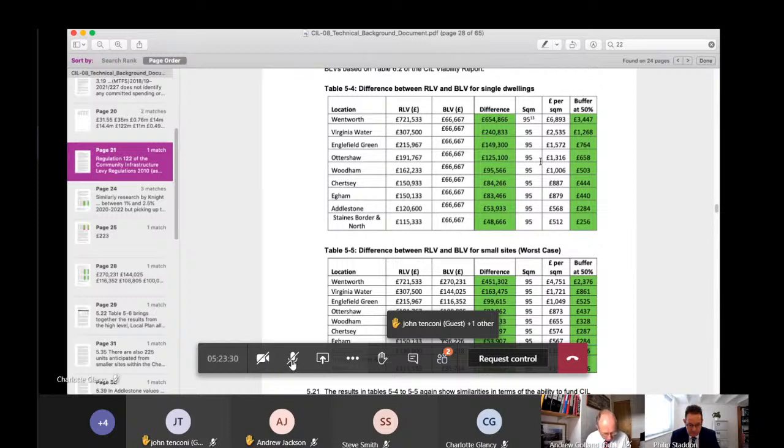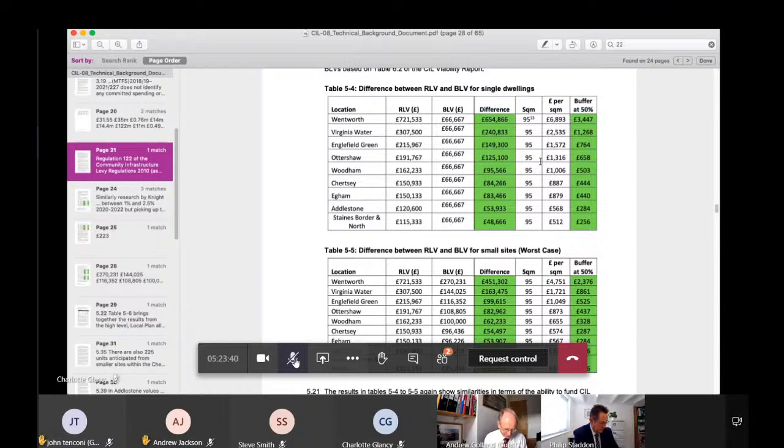John, do you want to take the lead on this one? I just know that there's a degree of pragmatism which sits alongside all the numbers with all these things. Yeah, that's fine. Basically, we looked at the viability results across the three testing. So that was the high level testing, the allocation sites, and the small sites. That was based on the sub-market areas that Andrew had basically set out in his CIL viability report. And they are shown in table 5.6 of CIL 08, which is on page 27, if Charlotte wanted to scroll down.